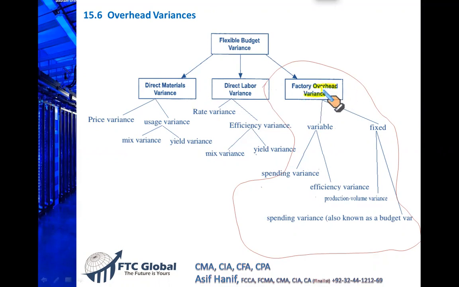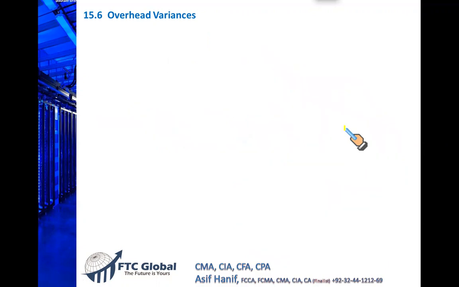overhead variance. Overheads are of two types: variable, that vary with the level of output, like indirect material, indirect labor, electricity, gas, water. They can be split into spending and efficiency variance. And the other types of overheads are called fixed overheads, they are fixed: rent, insurance, property taxes, salaries of plant manager and plant supervisor. They are fixed. These variances, fixed one, can be split into production volume and the spending variance. So we are going to discuss these variances one by one, the one I have highlighted.